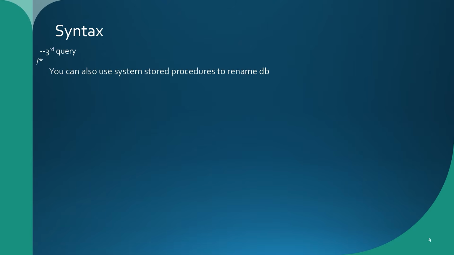And this is the third query. You can also use the system stored procedure to rename a database. So what is a system stored procedure? A system stored procedure in SQL Server is a built-in predefined procedure provided by Microsoft to perform administrative, informational, and management tasks. The key purpose is that they are used for tasks like managing security, configuring server settings, monitoring performance, and troubleshooting. Most system stored procedures start with the sp underscore prefix.